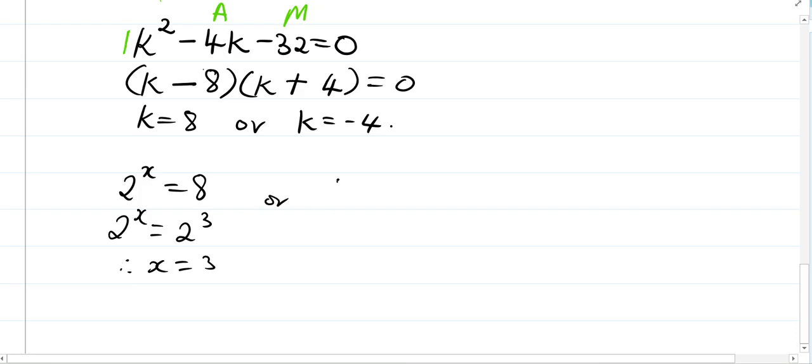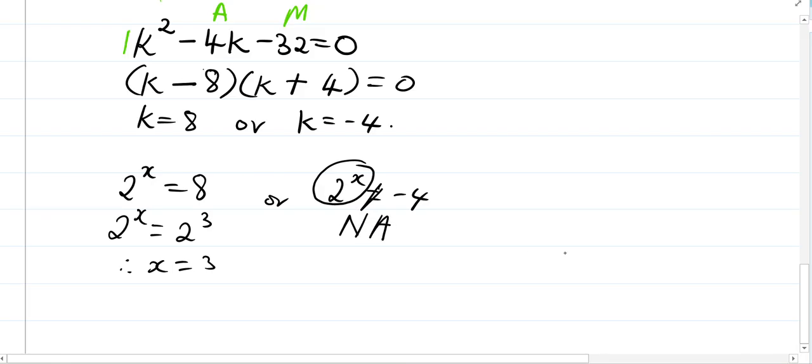And then the second one, 2 to the power of x is equal to negative 4. And we know that this is an exponential graph, and the exponential graph is always above 0, meaning that there will never be a time where 2 to the power of x is equivalent to negative 4. So there is no solution for this one.